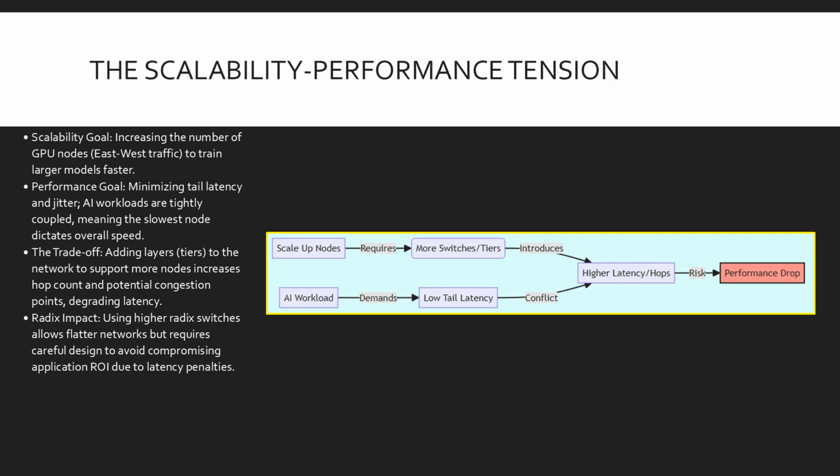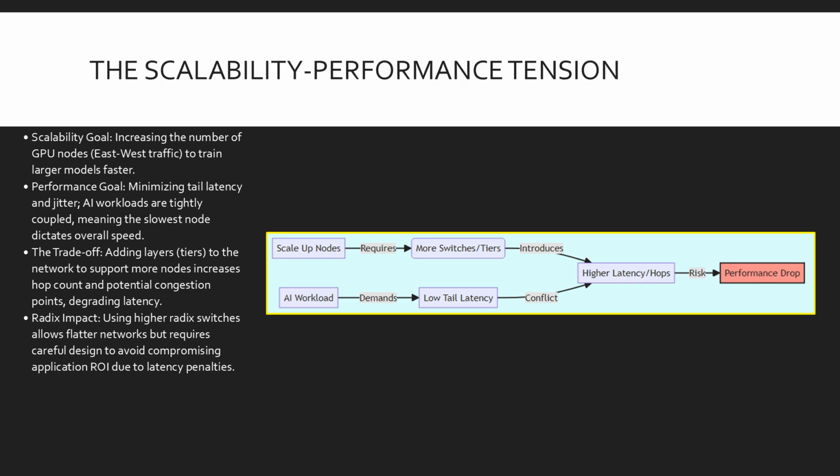However, performance in AI is defined by low latency and determinism. Because AI workloads use collective operations like all-to-all, the entire cluster waits for the slowest packet. This is the tail latency problem. Simply adding more switches to scale out introduces more hops and buffering, which can increase this latency. Must realize that a higher switch radix can connect more hosts with fewer tiers, but if not optimized with cut-through switching, it can lead to decreased application performance and lower return on investment.